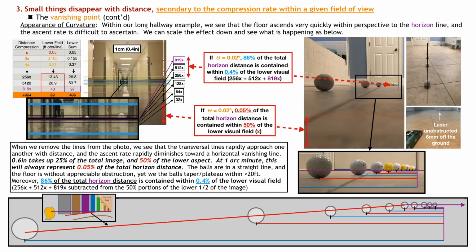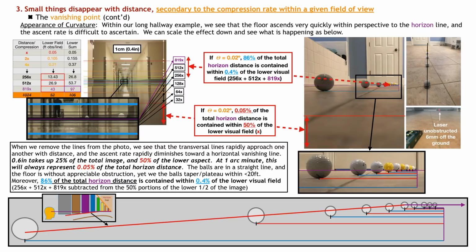So 0.6 inches takes up 25% of the total image. We've already talked about that. And 50% of the lower aspect, okay? At 1 arc minute, this will always represent 0.05% of the total horizon distance. So when we were 1 centimeter off the ground, we know the total distance was about 97 feet. So the lower 1/4 of a total image is only going to correspond to 0.05% of that total horizon distance. In other words, much of the photograph or image is going to be taken up by a very small amount of information.